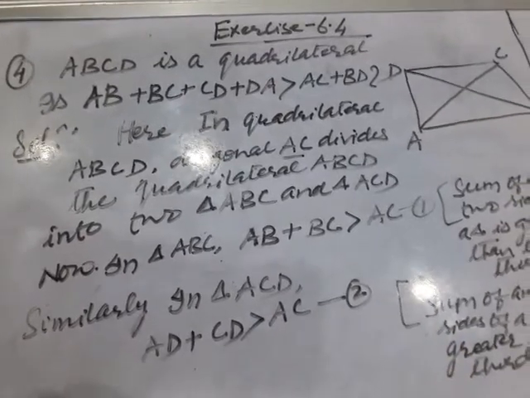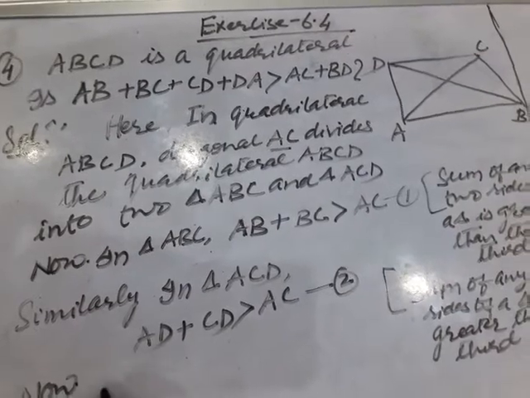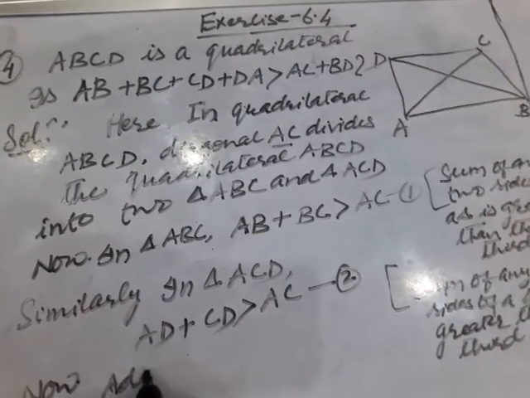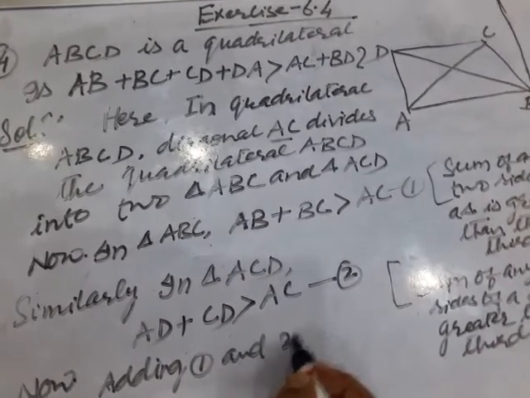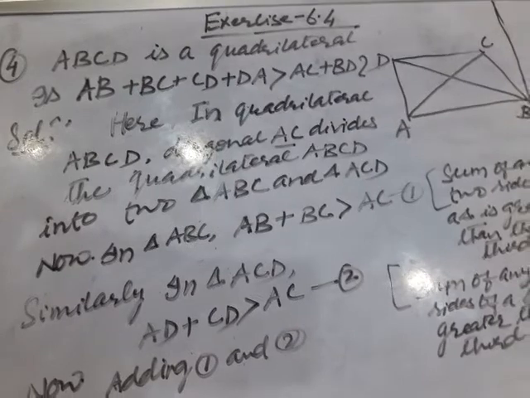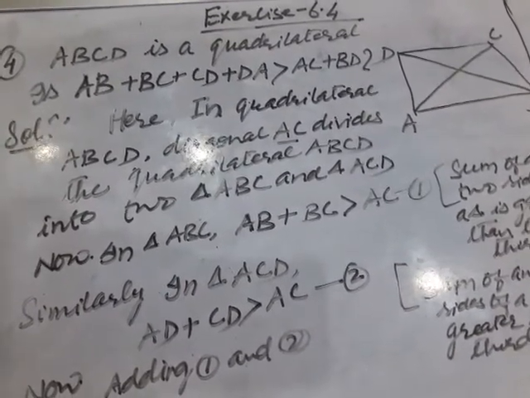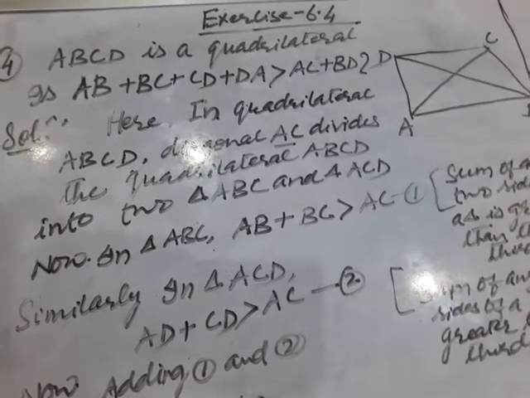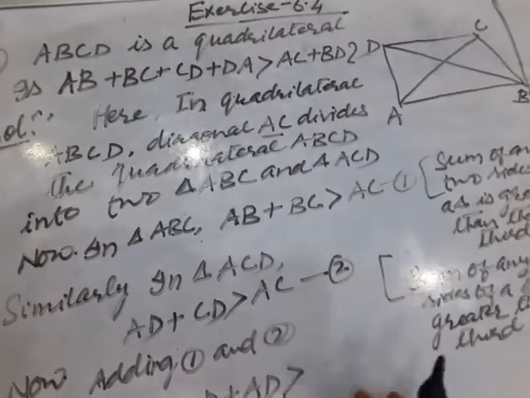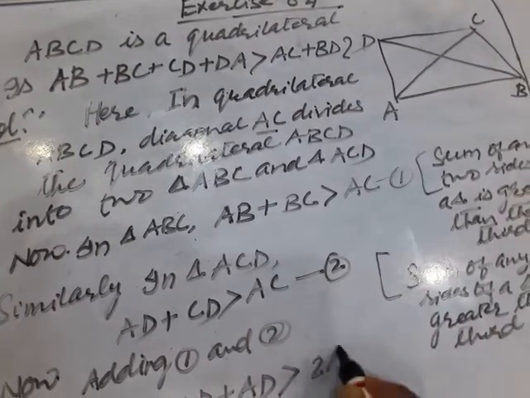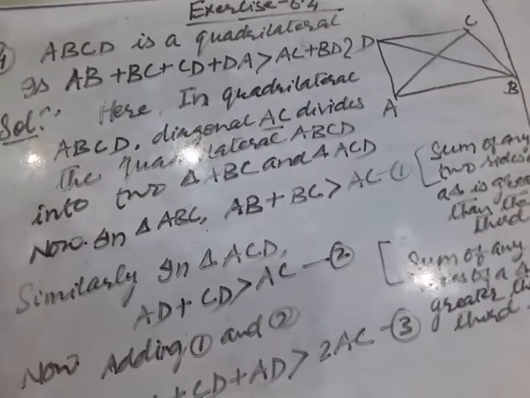Now adding 1 and 2, what do we get? AB plus BC plus CD plus AD is greater than AC plus AC, that is 2AC. Okay children, let it be equation number 3.